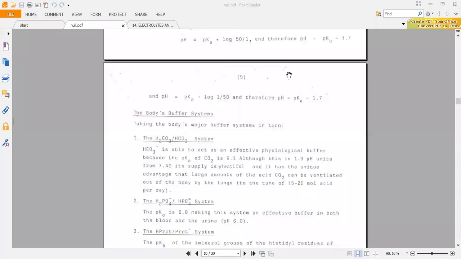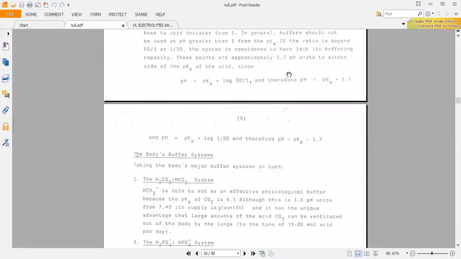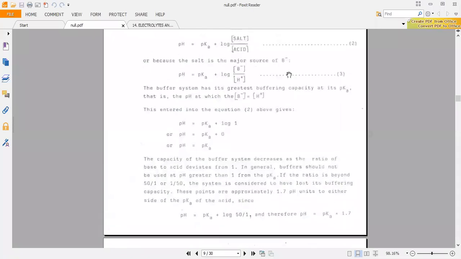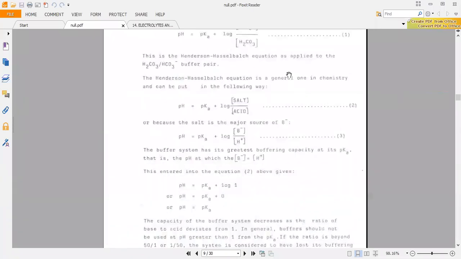Okay. So let's continue from where we ended. Now, we are saying that pH, we are using the Henderson-Hasselbalch equation, that pH is equal to pKa plus log of salt over acid. And we are saying that for a buffer to work effectively, the pKa of that buffer must be equal to the pH at which that buffer wants to maintain.